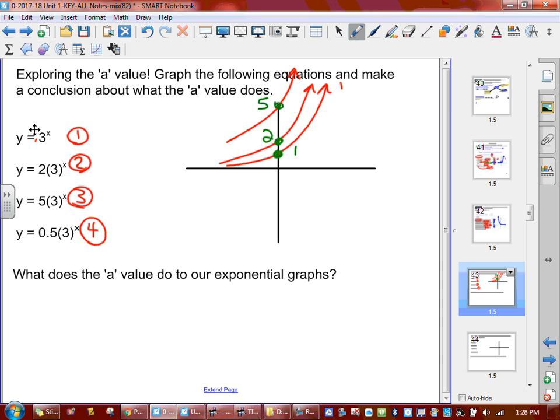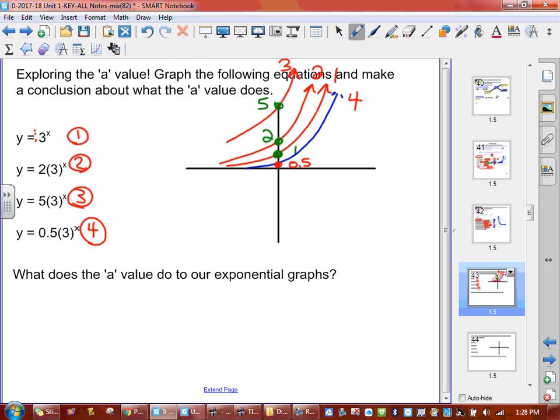Now, what do you think the next one's going to do? Lower than 1. Okay, so this guy's going to come way down here and be halfway through, so that he could be at 0.5 there. So we got graph 4, graph 1, graph 2, graph 3. That's the way it goes. You label and name your graphs on the tail end.